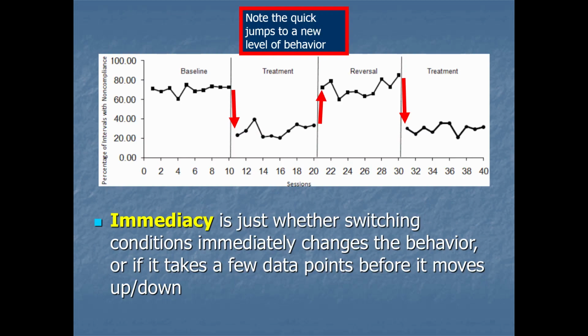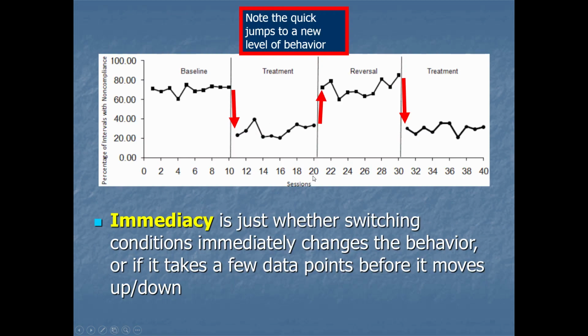In the baseline, it was pretty high, almost constant non-compliance by this person. But look at the very first session when we start the treatment. So here's the treatment. Here's the data for the very first session. It seems like instantly the non-compliance is much lower and pretty consistently stays lower during that phase. Not even on the most non-compliant of these treatment days, so the worst, the most non-compliant of the treatment days, are we anywhere near even the lowest non-compliance of the baseline days.